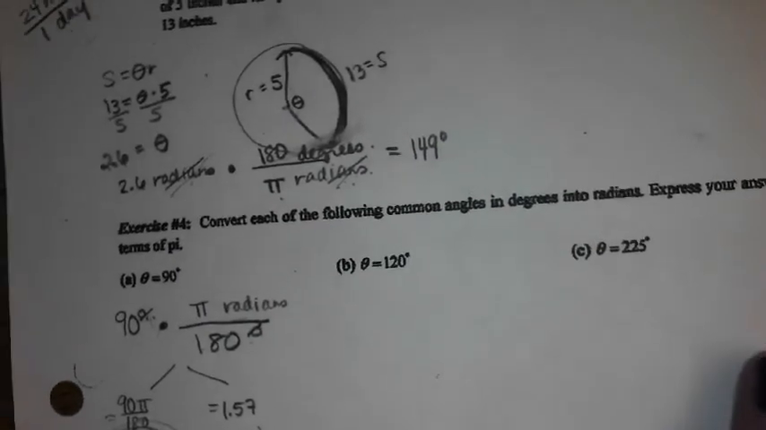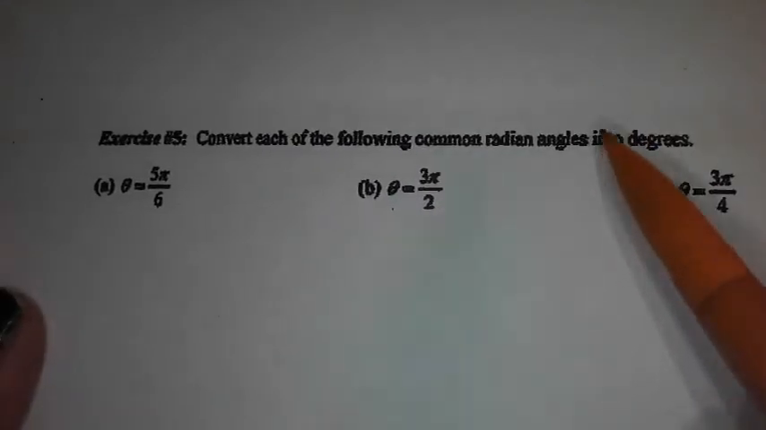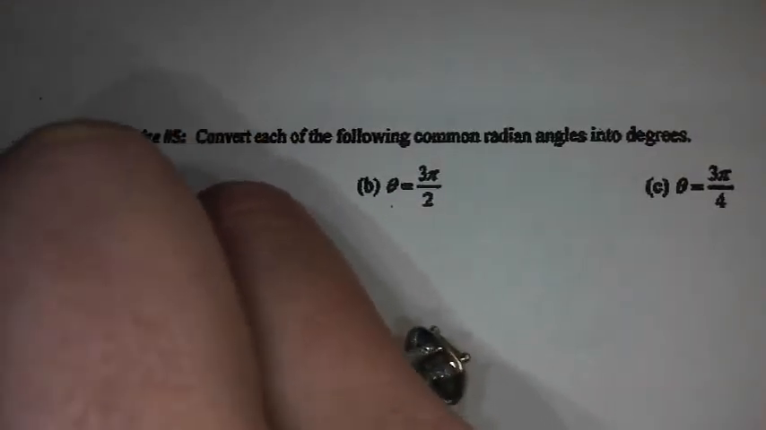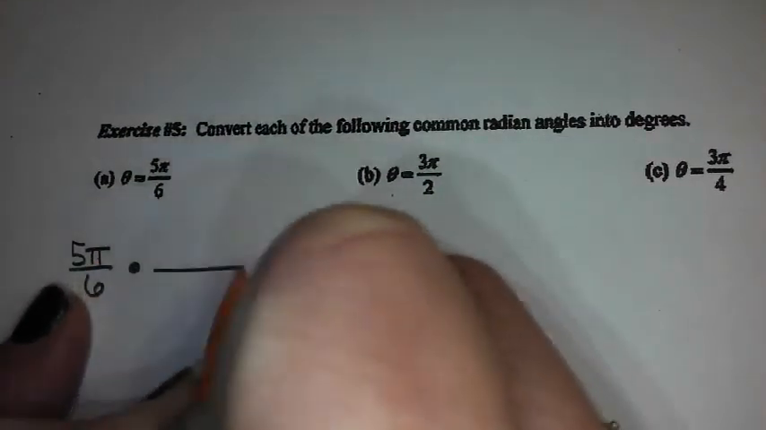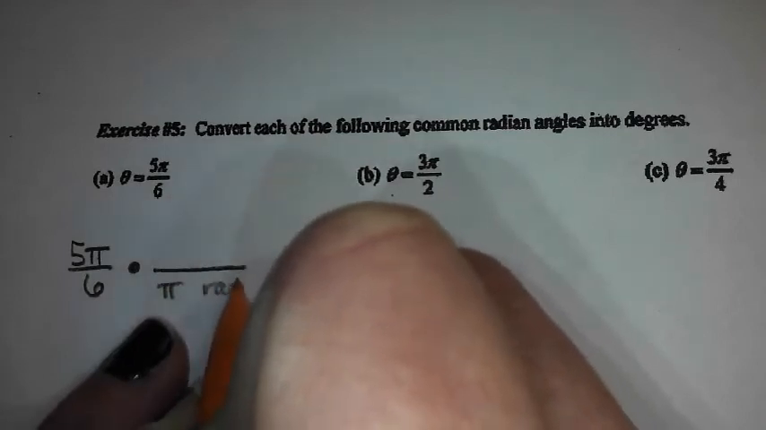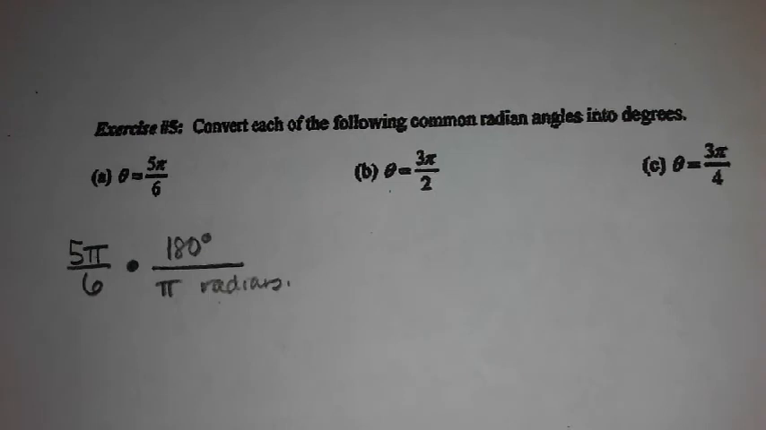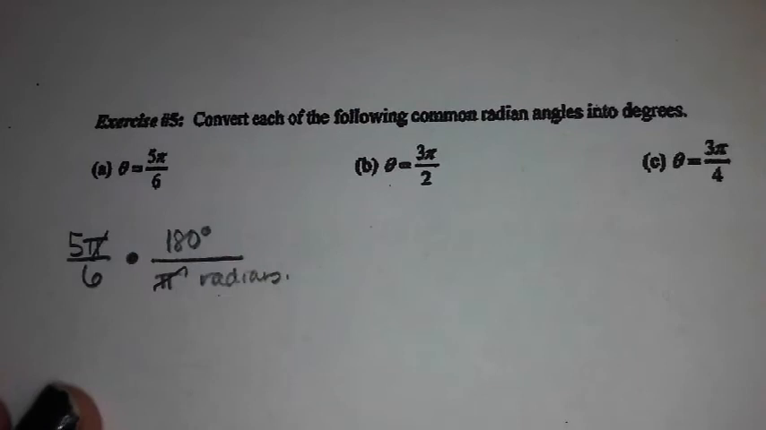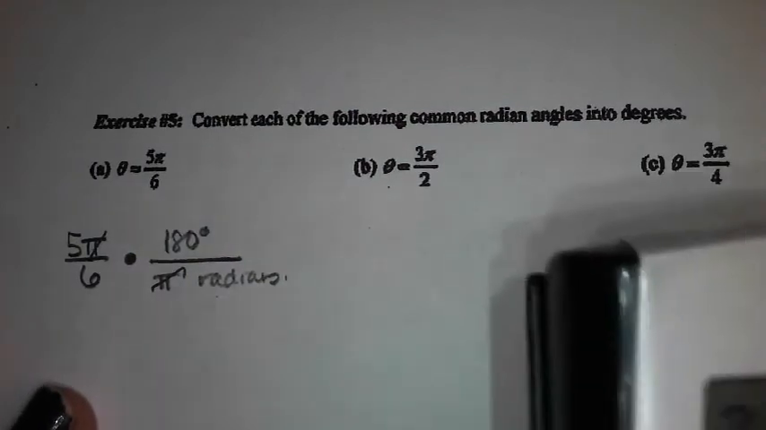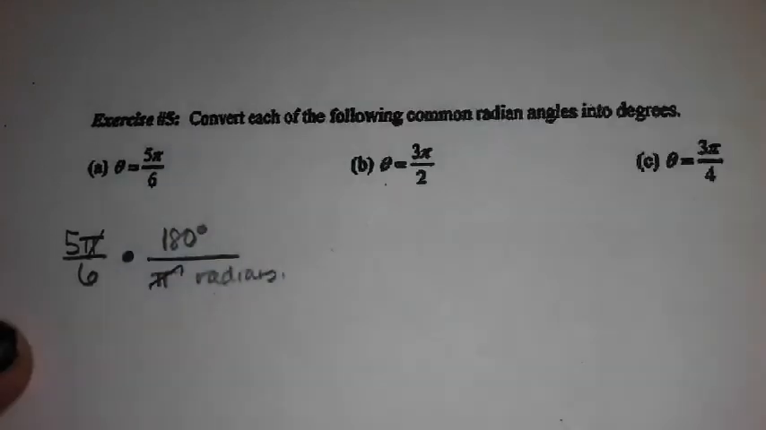All right, flip over to the back. Here we're converting common radians into degrees. So 5 pi over 6, we want the radians to cancel, so we're going to put the pi radians in the denominator and the 180 degrees up top. Here's what's nice about this, and this is typical: your pi's cancel. So now it's just 5 times 180 divided by 6, and we get 150 degrees.